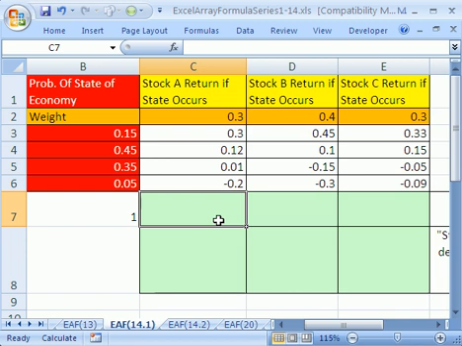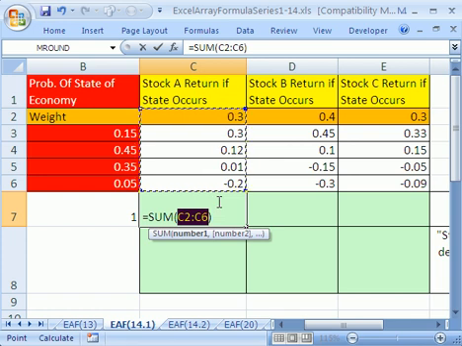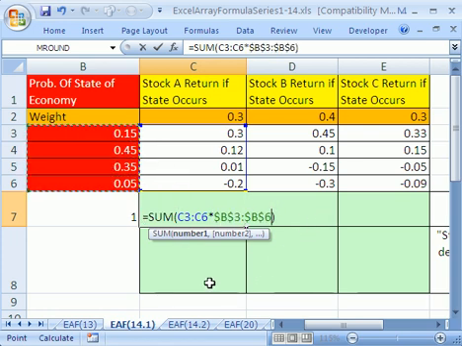This is a pretty straightforward one. We need to multiply each one of these returns times the probability and add them up. We're going to create one formula and copy it over. Alt equals is the keyboard shortcut for AutoSum. I want the four above me times the probabilities, and I want to lock them going to the side, so I'm going to hit F4, F4, F4, dollar sign just in front of the column.